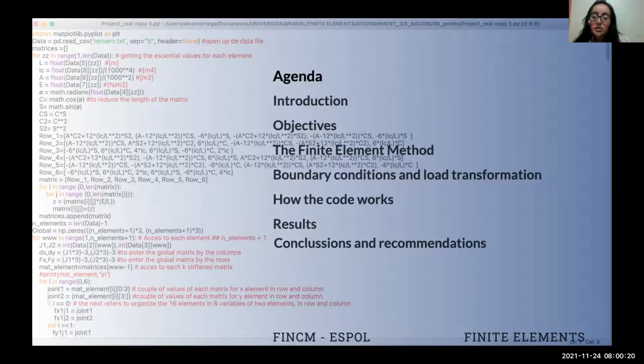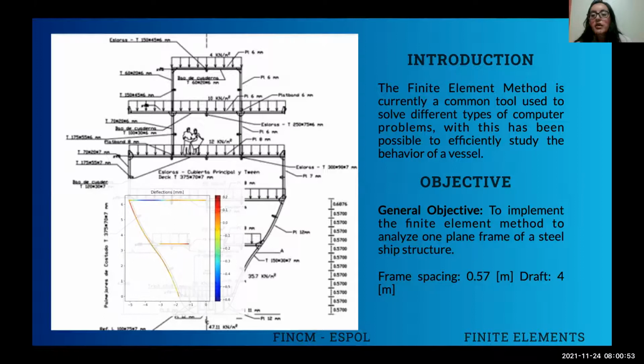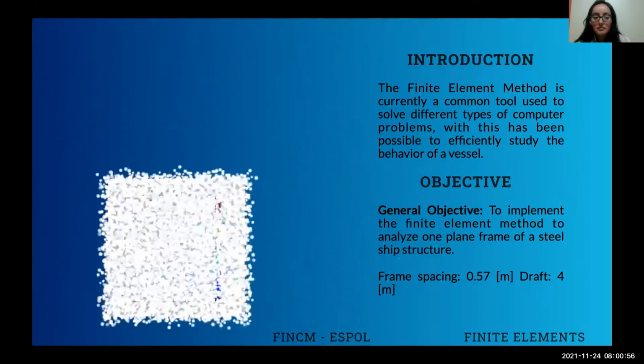This is the agenda for today. Next. The introduction. The finite element method is currently a common tool used to solve different problems. With this it has been possible to effectively study the behavior of the whistle. The FEM is a numerical method to approximate the solutions. The general objective is to implement FEM to analyze beams, and the other objective is to check the convergence. Next.